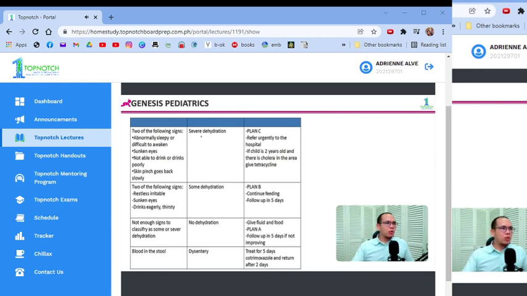Yun yung 4. So when you classify, it's usually best to start with the more severe classification, and then you see if hindi siya pasok dito, saka bababa. So when you're classifying the patient, 2 or more of the following. Do take note, yung severe saka yung some, guys, halos parehas lang yan. Parehas yan na sunken eyes, parehas yan na slow yung turgor. Saan lang sila nagkakaiba? Nagkakaiba lang sila sa sensorium saka sa thirst.